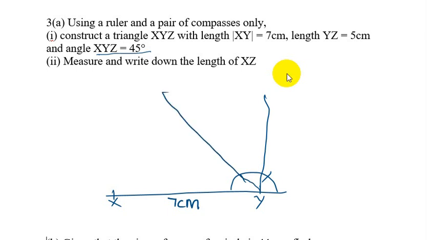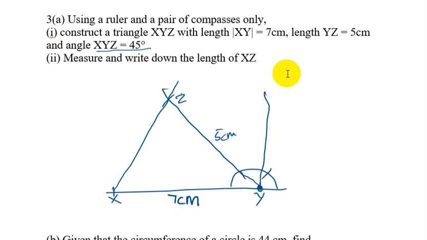So now we'll come to YZ. YZ is 5 centimeters. So you measure 5 centimeters, then you stand here, then you cut it on the arc. Then you draw that line from here to touch this one. Okay. So they say we should write down the length of XZ. So after that, this is Z and this is X. So you can measure from here up to here. Okay. This side is 5 centimeters.